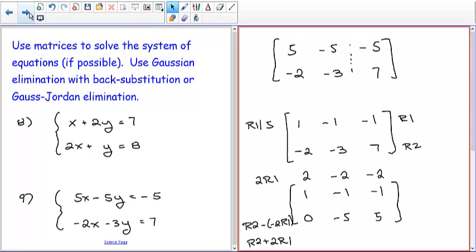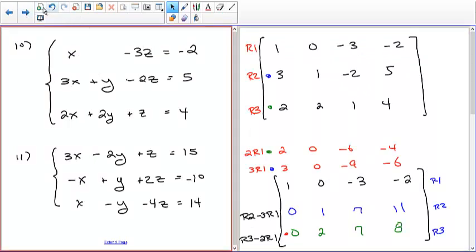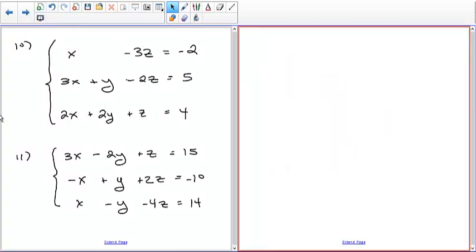I gotta go back here. Okay. Now we've got this equation. So it's basically all the same procedure. So we just gotta wade through it here.